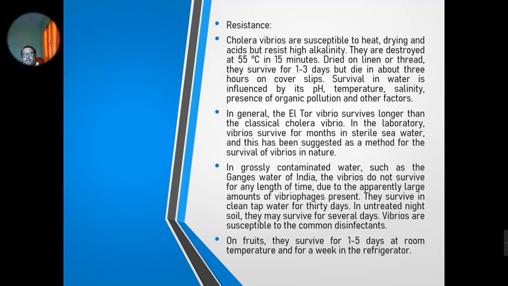Now this bacteria is susceptible to common disinfectants which are used in our day-to-day life in our homes, like Dettol, Lysol. These are the common disinfectants used for cleaning purposes, and this bacteria is susceptible to these disinfectants. Also, when we clean the floor with these disinfectants, this bacteria can be easily removed from the floor.